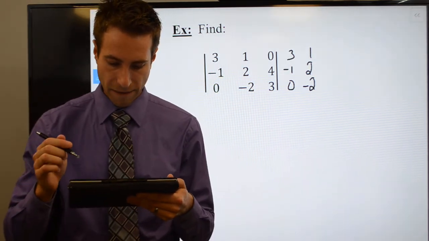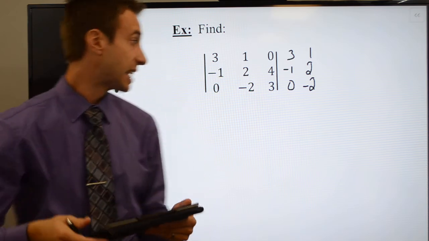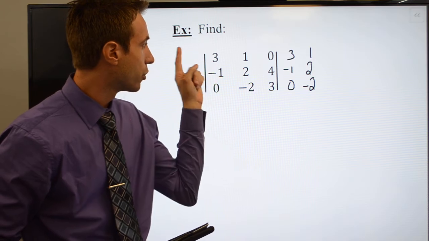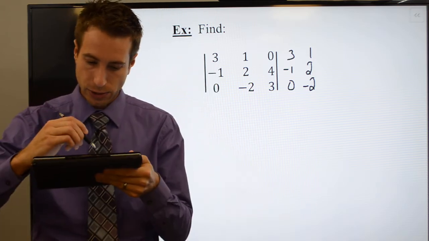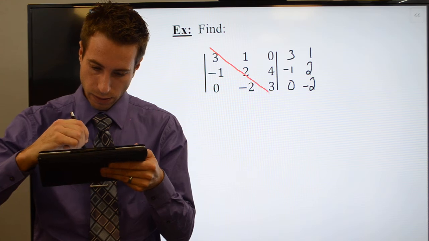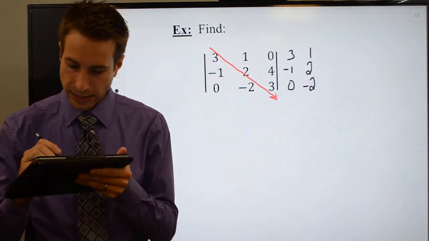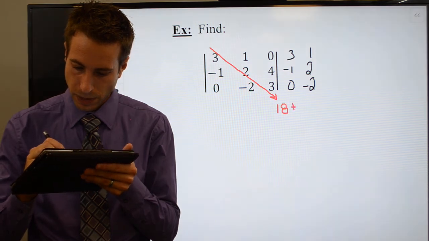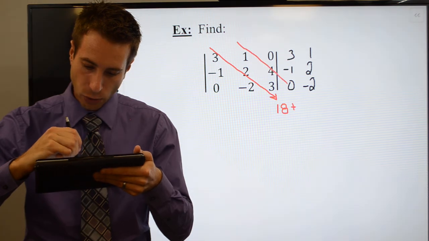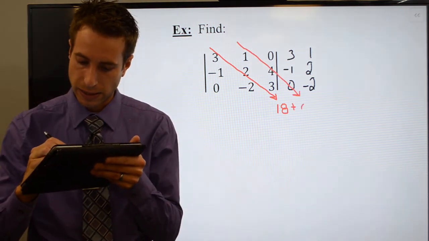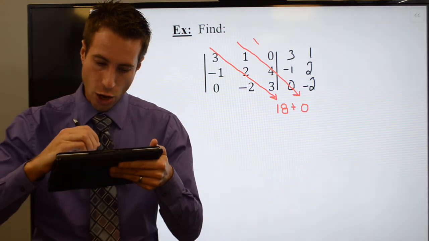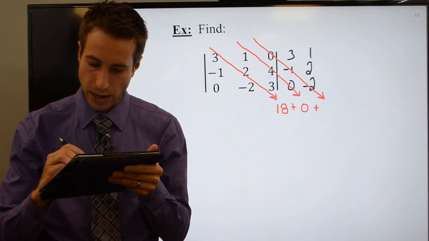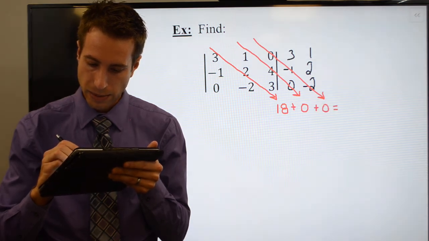All right, so it looks like my first diagonal. Sorry, this is actually this. I apologize. So your first diagonal is going to run right down through here. So 3 times 2 times 3. That should get me 18. Let's add to that my next diagonal, 1 times 4 times 0, which is going to be 0. We love those zeros. It makes it easy. Ooh, and I got another 0. 0 times the negative 1 times the negative 2, so plus 0, and we wind up with my bottom number being 18.